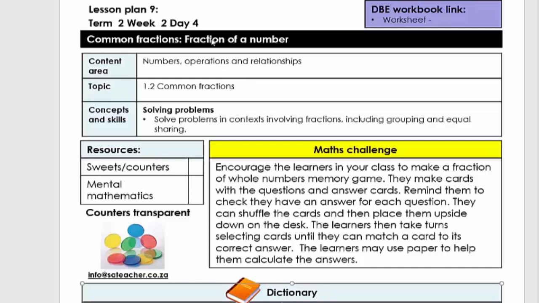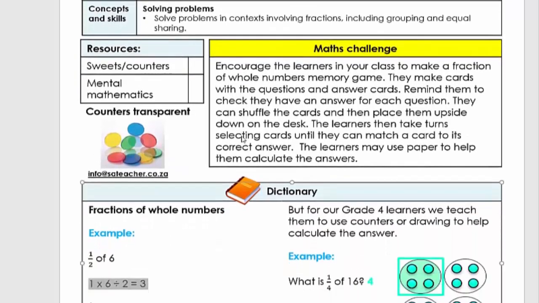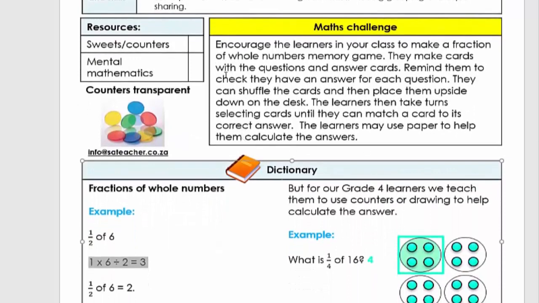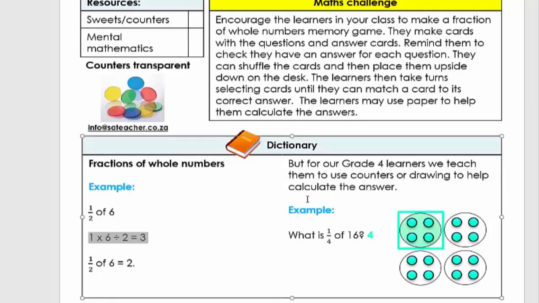Our topic is fraction of numbers, and this is the link to the CAPS. So we're going to look at the resources then. We also added a maths challenge, and here we got our email address if you need more information on concrete resources. Now let's quickly look at the fraction of numbers.